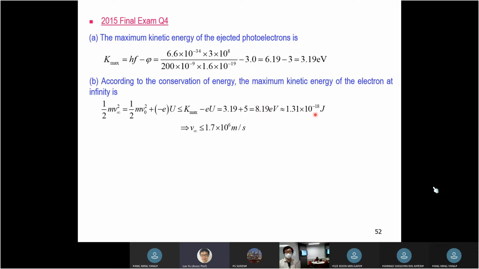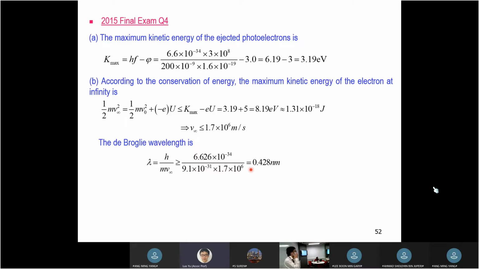So in joules it is equal to this value. The reason I change it to joules is because I need to find the velocity for the de Broglie wavelength. Once we get the velocity, h divided by mv will give us the corresponding de Broglie wavelength, which is about 0.428 nanometer. So something between ultraviolet and X-ray. This is the de Broglie wavelength, 5 marks: 3 marks for this, 2 marks for the de Broglie wavelength.